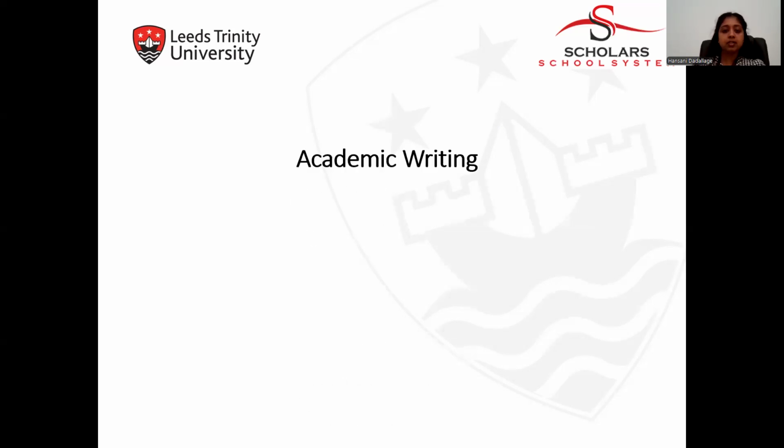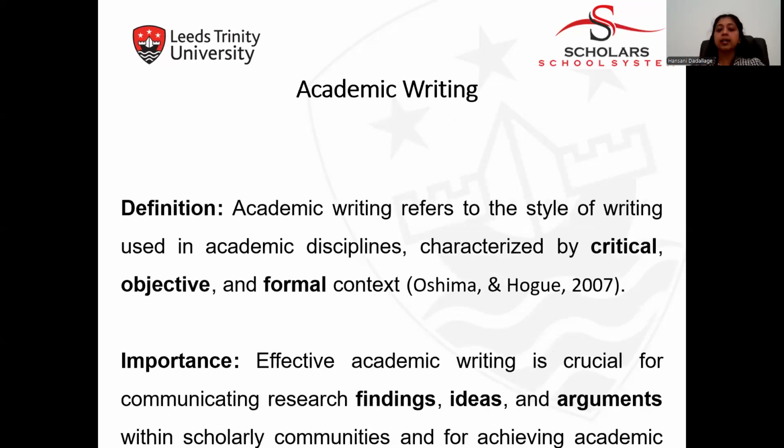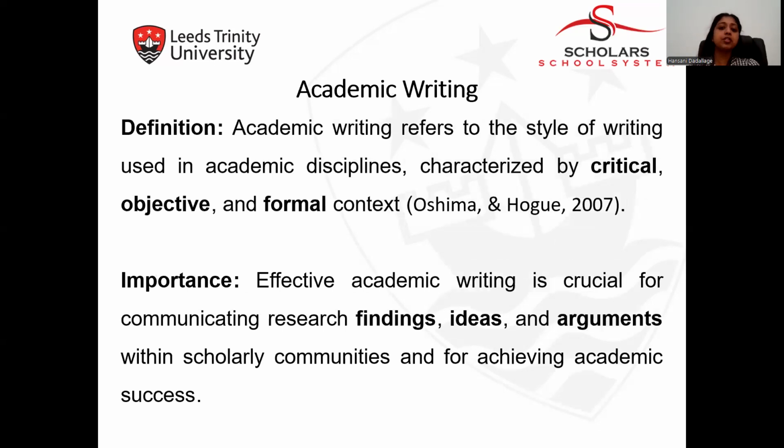So let's move on to the next slide that explains academic writing. The definition of academic writing is given here. Academic writing refers to the style of writing used in academic disciplines, characterized by a critical, objective, and formal tone. It is expected from you to write academic writing for your academic skills assignment, as you know.